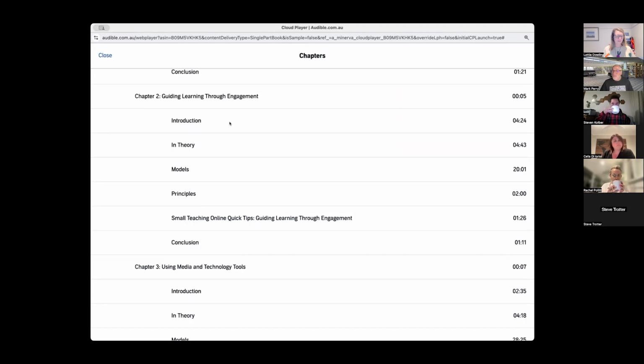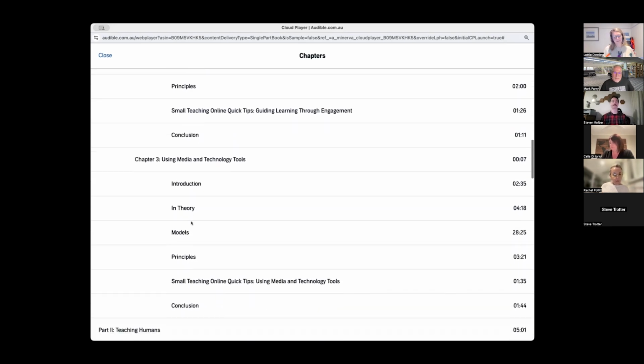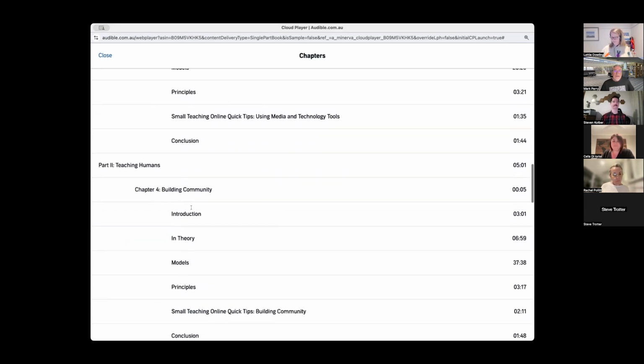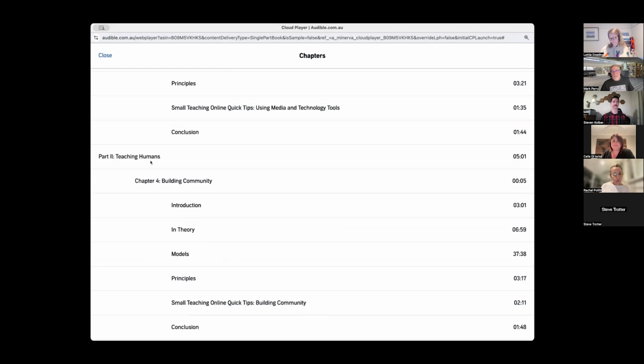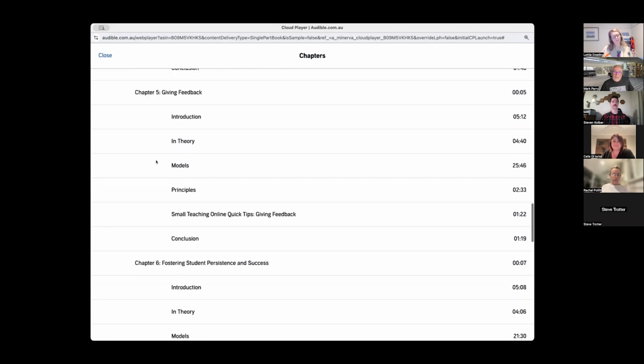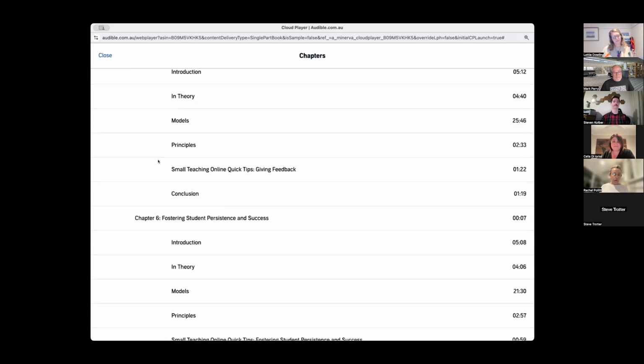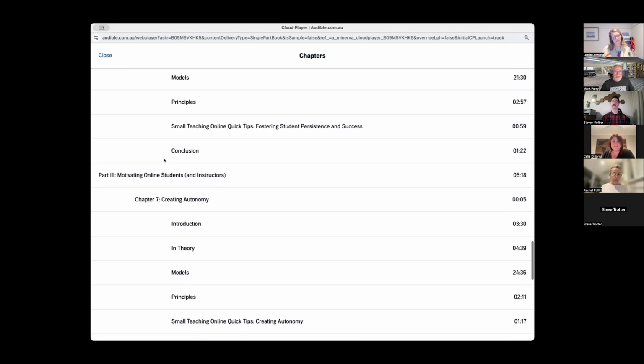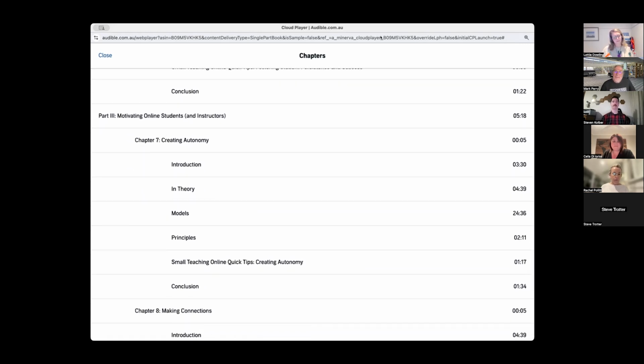I really enjoyed this book, by the way, and this is very close to what I teach at UTS, using media tools and technology, this idea that we are human, even though it's an online course, giving feedback, fostering student success, that sort of thing.